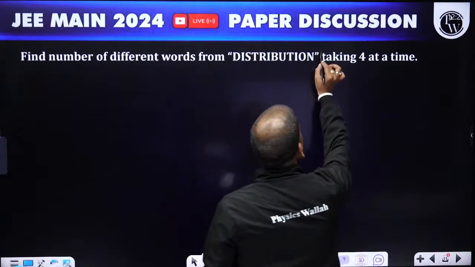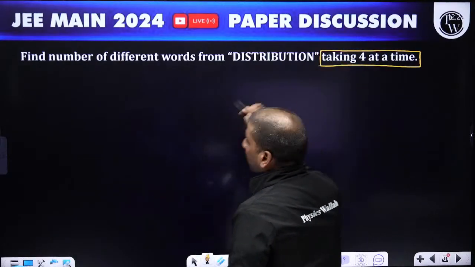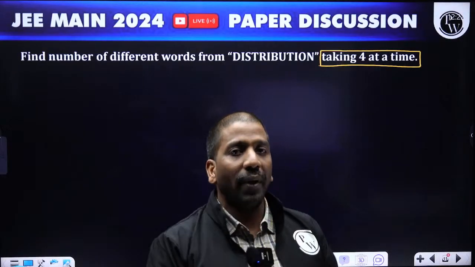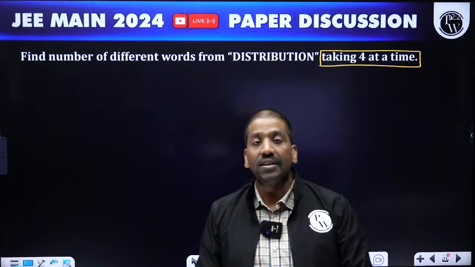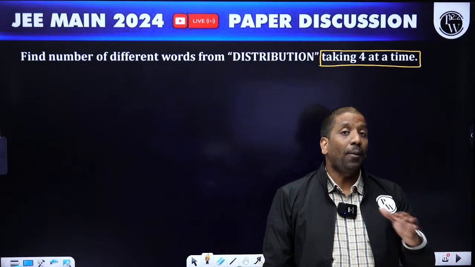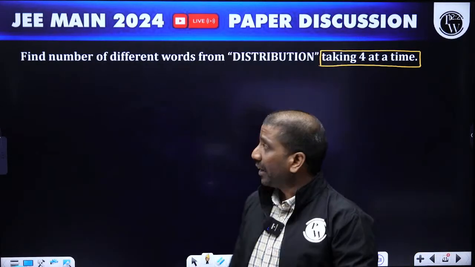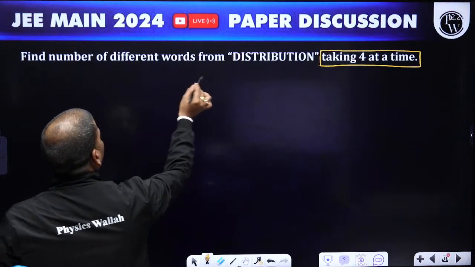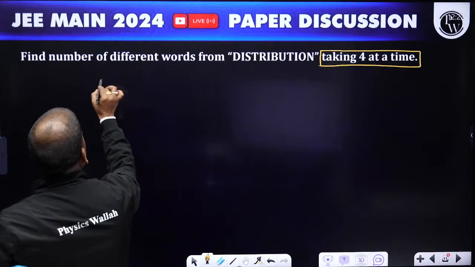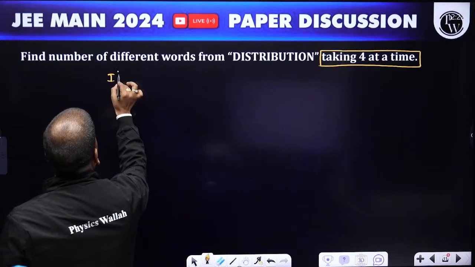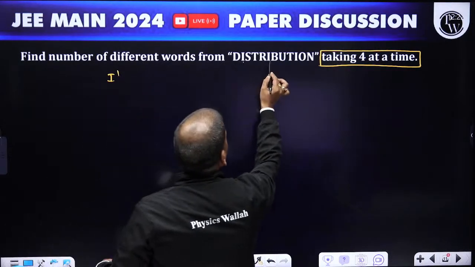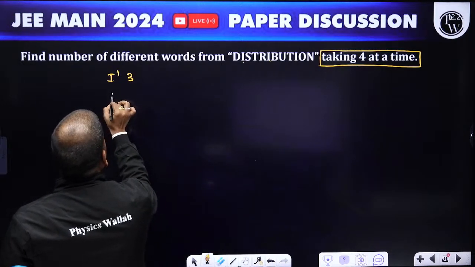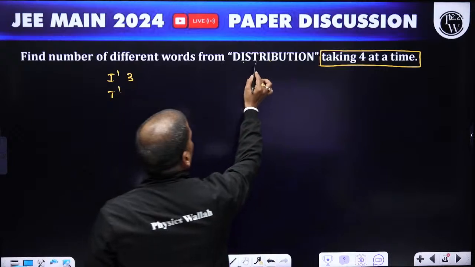Next: find the number of different words from DISTRIBUTION, taking 4 at a time. This is a calculation-based method, and also a direct question from permutation and combination. Many serious JEE aspirants will come across such models many times, so that is also a direct method. Now we need to calculate the given letters. How many I's? 1, 2, 3: three. Next, T is also repeated: 1, 2, only 2.